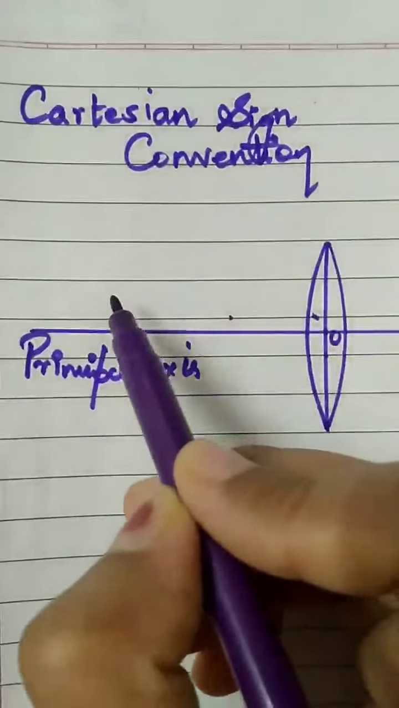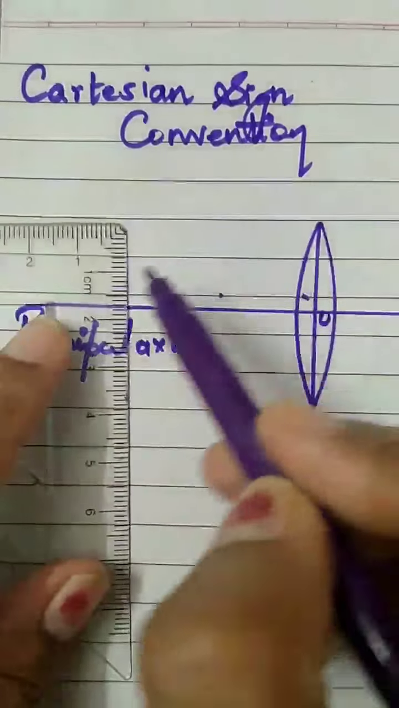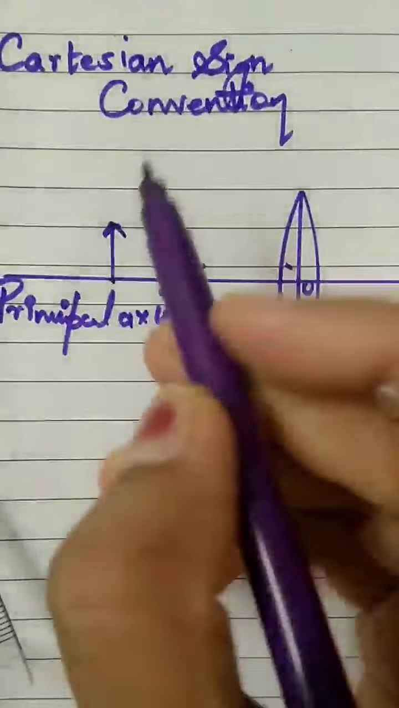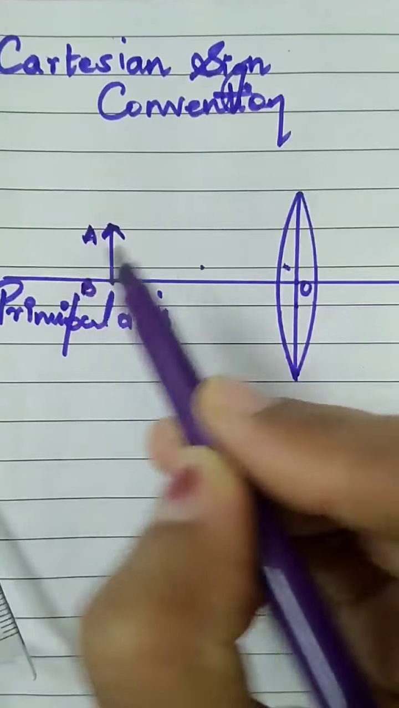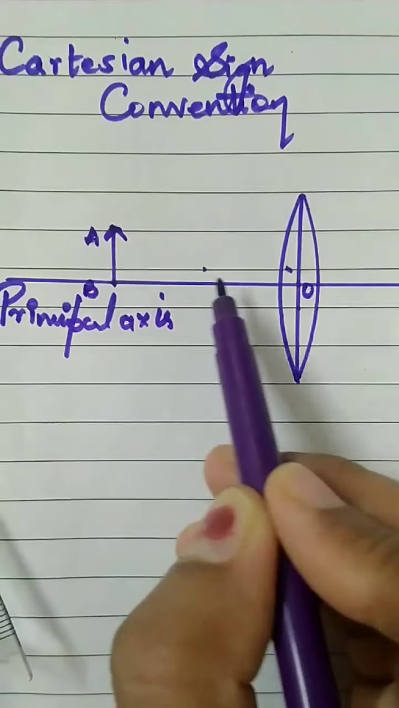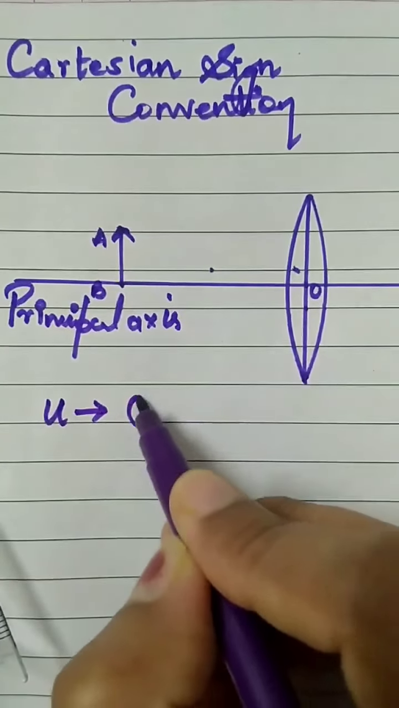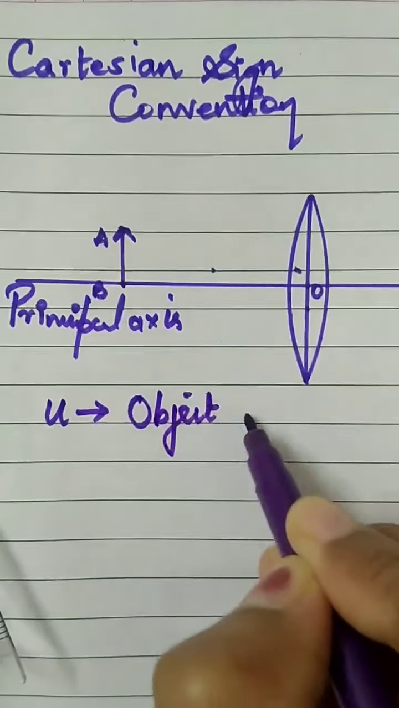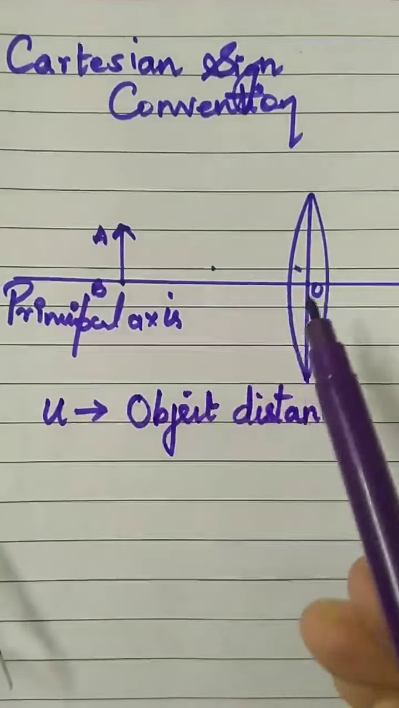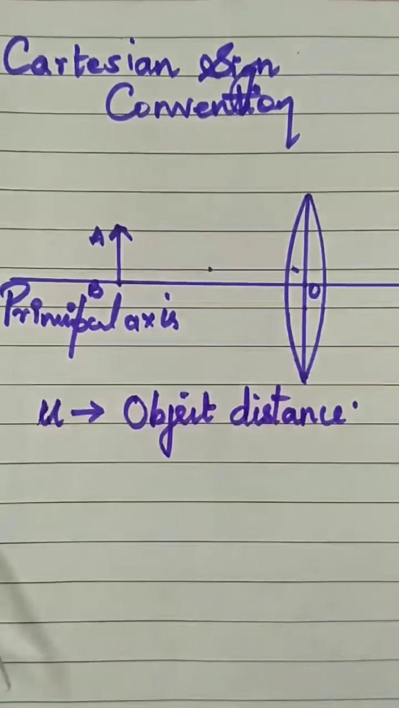If you are keeping the object on the left side of the lens, suppose this is the object. The distance of this object AB from the origin, you will use the alphabet small u. This is the object distance. Keep these things in mind one by one. From the origin, you will measure the object, so that will be the object distance u.